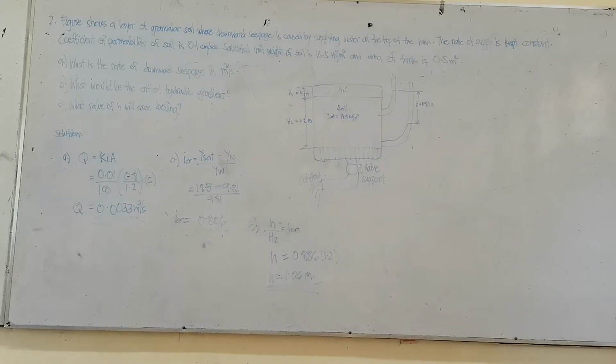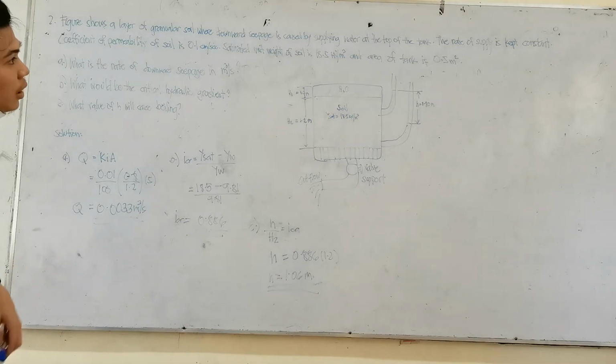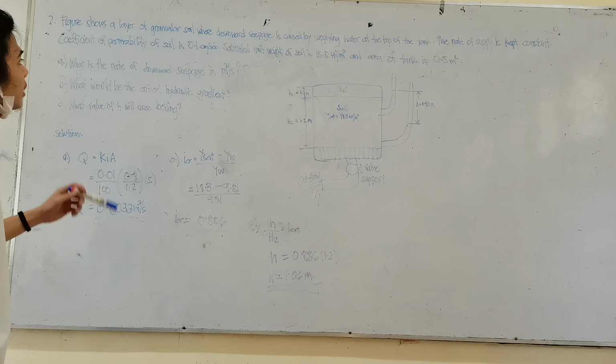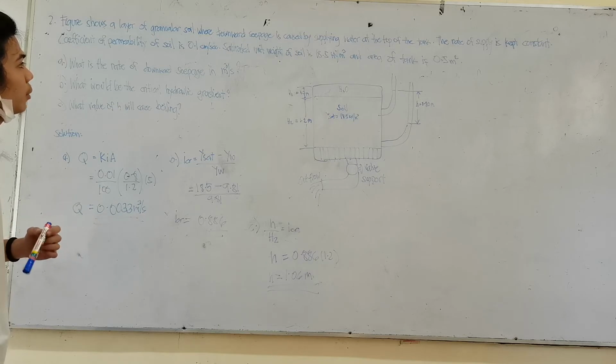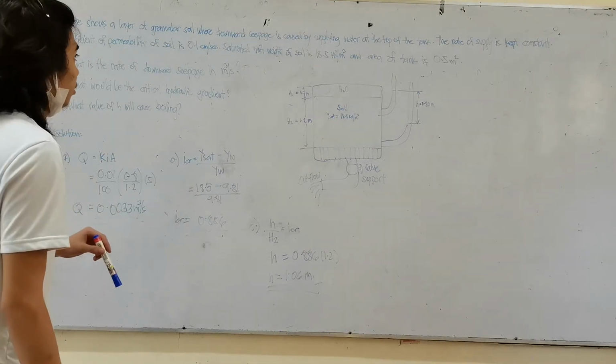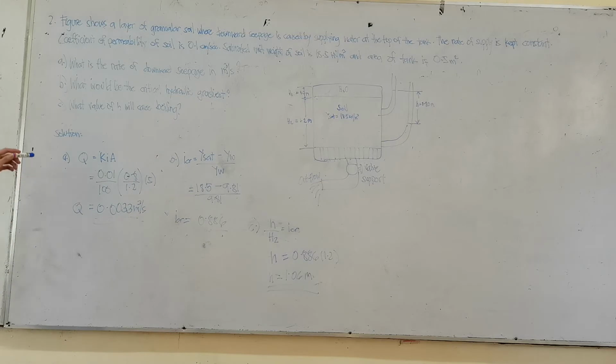So for problem number 2, the figure shows a layer of granular soil where downward seepage is caused by a supply of water at the top of the tank. The rate of supply is kept constant. The coefficient of permeability of soil is 0.1 cm per second, the saturated unit weight of soil is 18.5 kN per cubic meter, and the area of the tank is 0.5 meters squared. For A, what is the rate of the downward seepage in cubic meter per second? B, what would be the critical hydraulic gradient? And C, what value of H will cause the boiling?